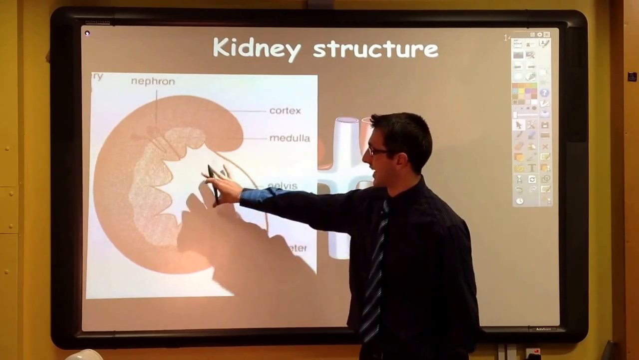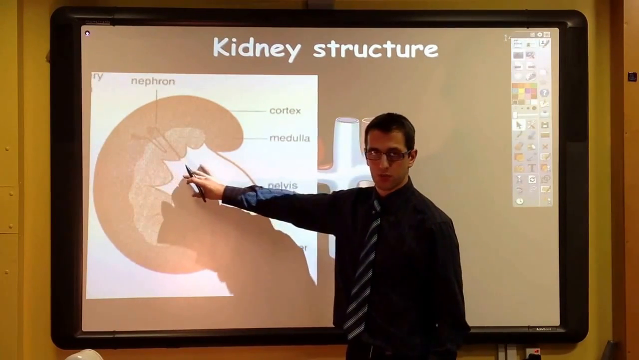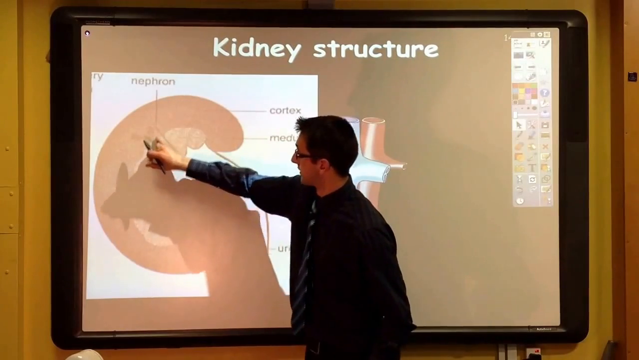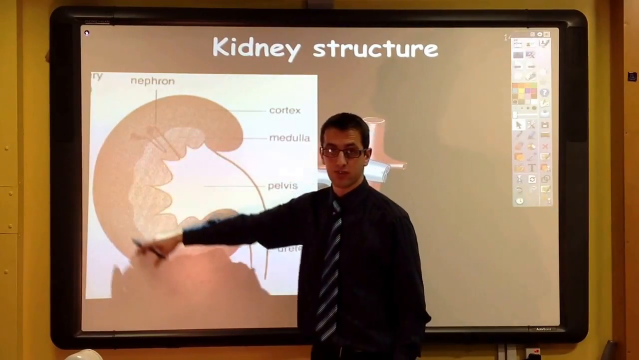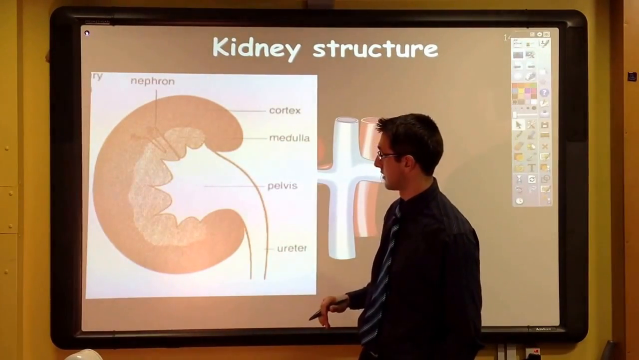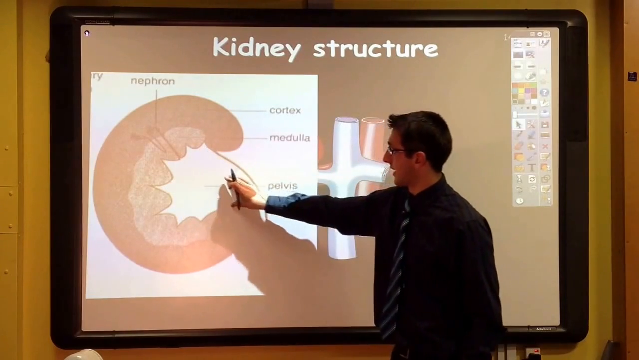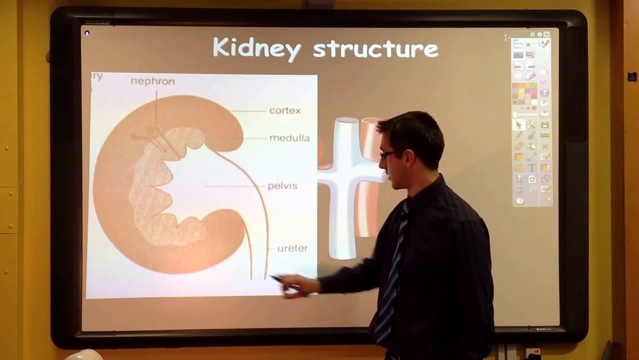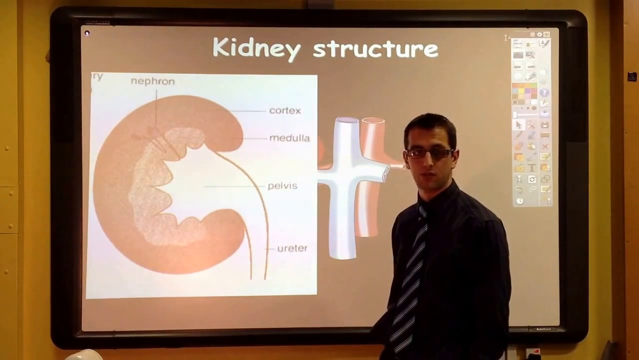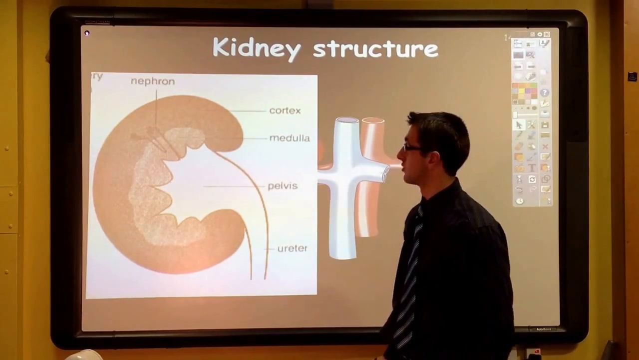The pelvis is a collection of all the tiny tubules called nephrons, which we can see one drawn here. There'll be millions of these all the way around the edge of the kidney. And all these collect together in the pelvis and ultimately channel into the ureter, which, as we saw earlier, will connect onto the bladder.